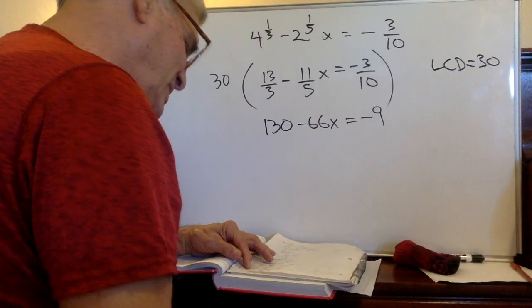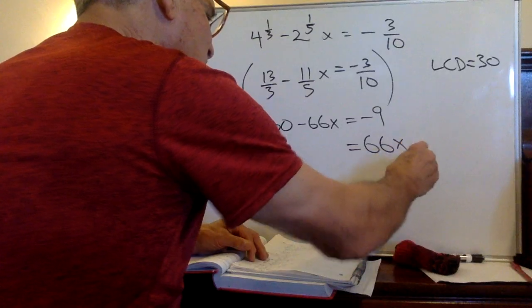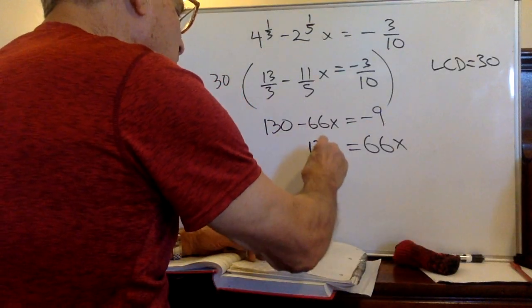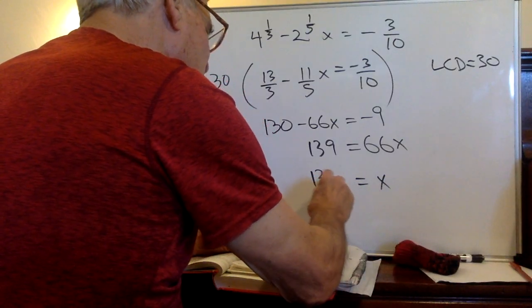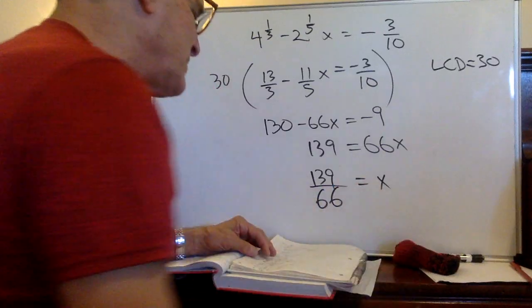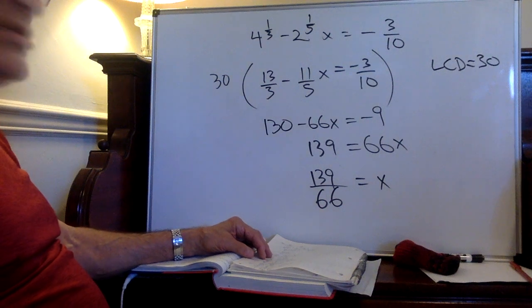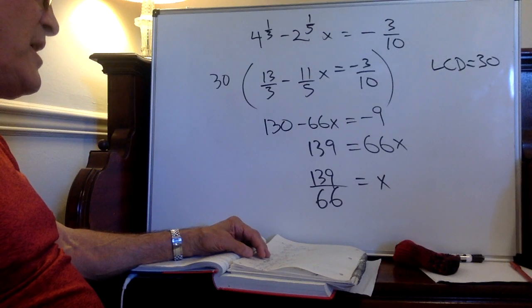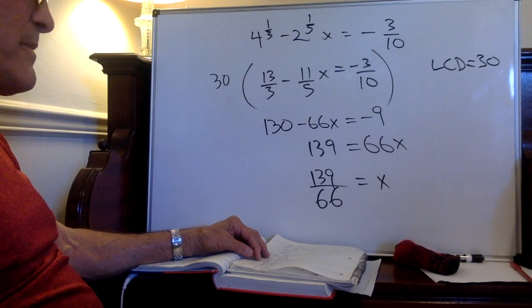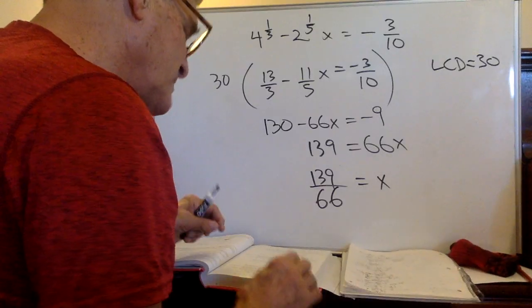Okay, 130 minus 66x minus 9. Solving, add 66x to both sides, just so we get rid of the negative. Add 9, 139. x therefore is 139/66. And that is prime. That is your answer, 139/66. There are no common factors of 139 and 66. 139, I believe, is prime. Okay, 139/66. All righty.